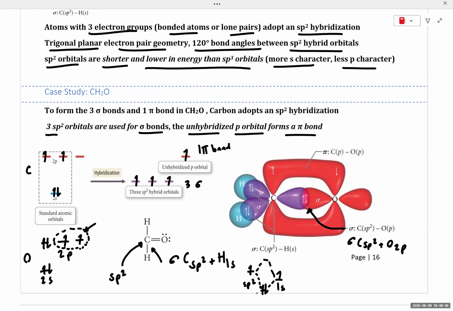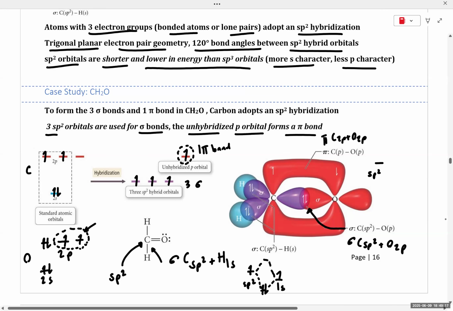In terms of the pi bond component, carbon has an available half-filled p orbital. Oxygen has an available half-filled p orbital that's perpendicular to the bond axis, and we can overlap these orbitals to form a pi bond between the carbon 2p and oxygen 2p orbital overlap. So let's see what this looks like in terms of box diagram form.